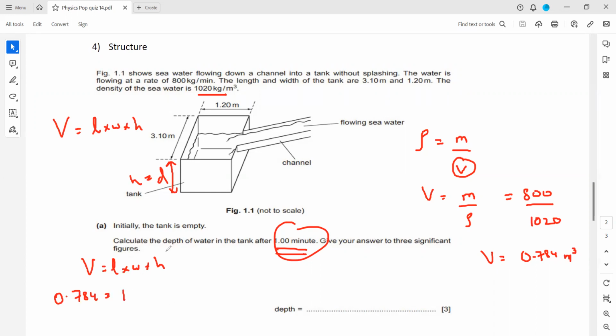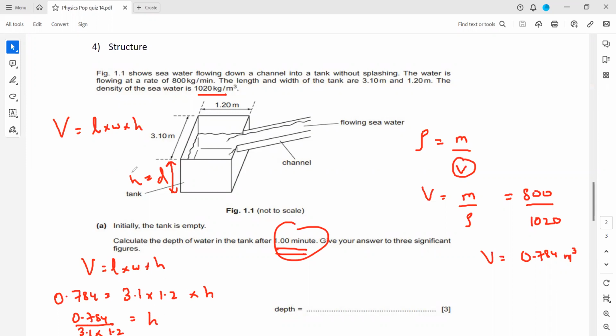The length is 3.1 and the width is 1.2. So 3.1 times 1.2, the width, multiplied by height. 3.1 times 1.2 is multiplied, so on the other side it will be divided. So it will be 0.784 divided by 3.1 times 1.2.